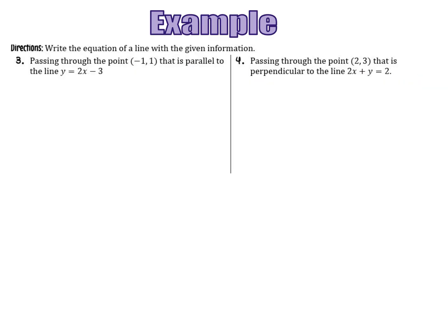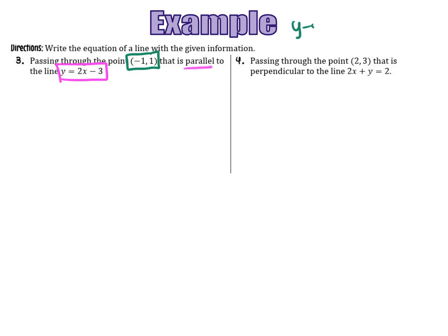Now let's talk about equations of lines. For these 2 examples, we are going to write the equation of a line using the given information. And this is going to focus again on parallel and perpendicular. So if we look at number 3, it says write the equation of a line that's passing through this point, -1, 1, that is parallel to this line.